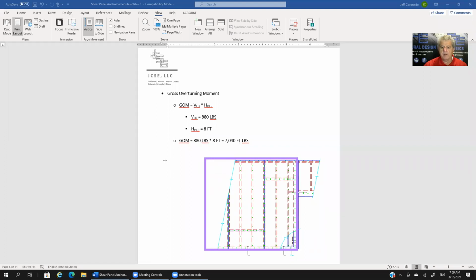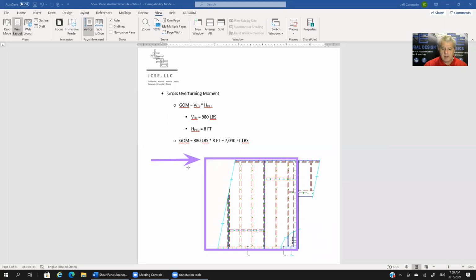So there's our wall pier. Since magenta seems to be working, I'm going to stay in magenta to illustrate the force. So here's our force, that's the 880 pounds that we calculated. Now, how do we get the gross overturning moment? Well, we're going to multiply that force times the height of the pier. Does that make sense? So let me use black.